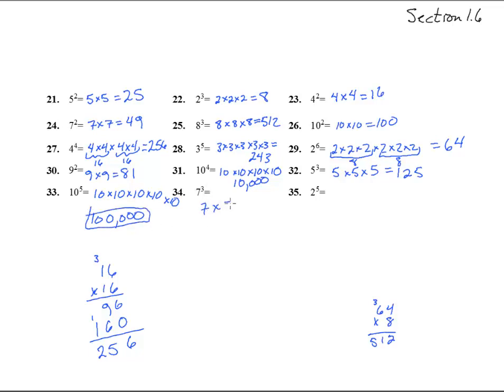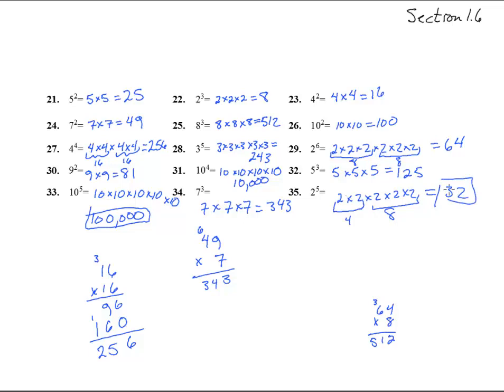Ooh, 7 times 7 times 7. It's going to be 49 times 7. I've got to do that one by hand. 7 times 9 is 63. 7 times 4 is 28, plus 6 is 34. 343. And 2 to the fifth. 2 times 2 times 2 times 2 times 2 equals, well, there's 4, and there's 8. 4 times 8 gives us 32. There we go.